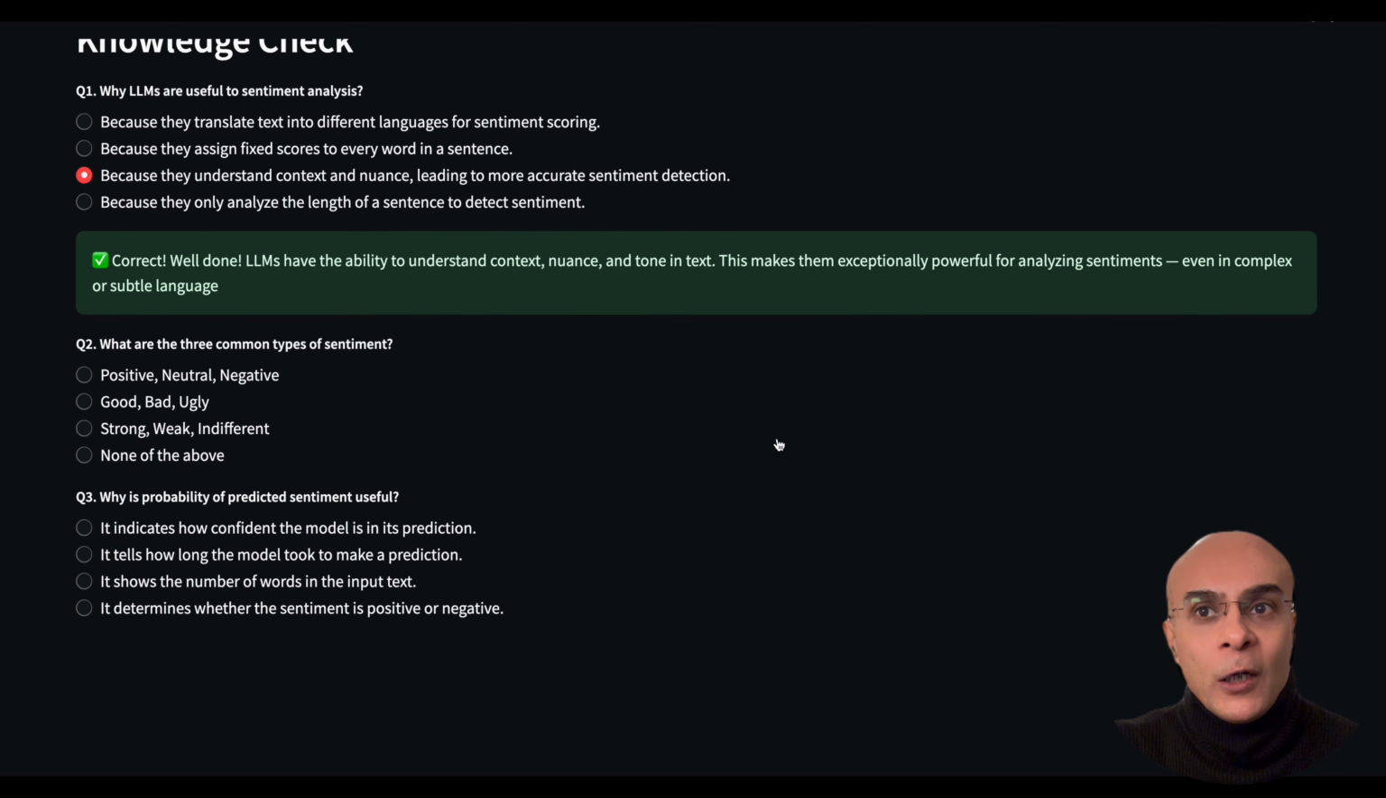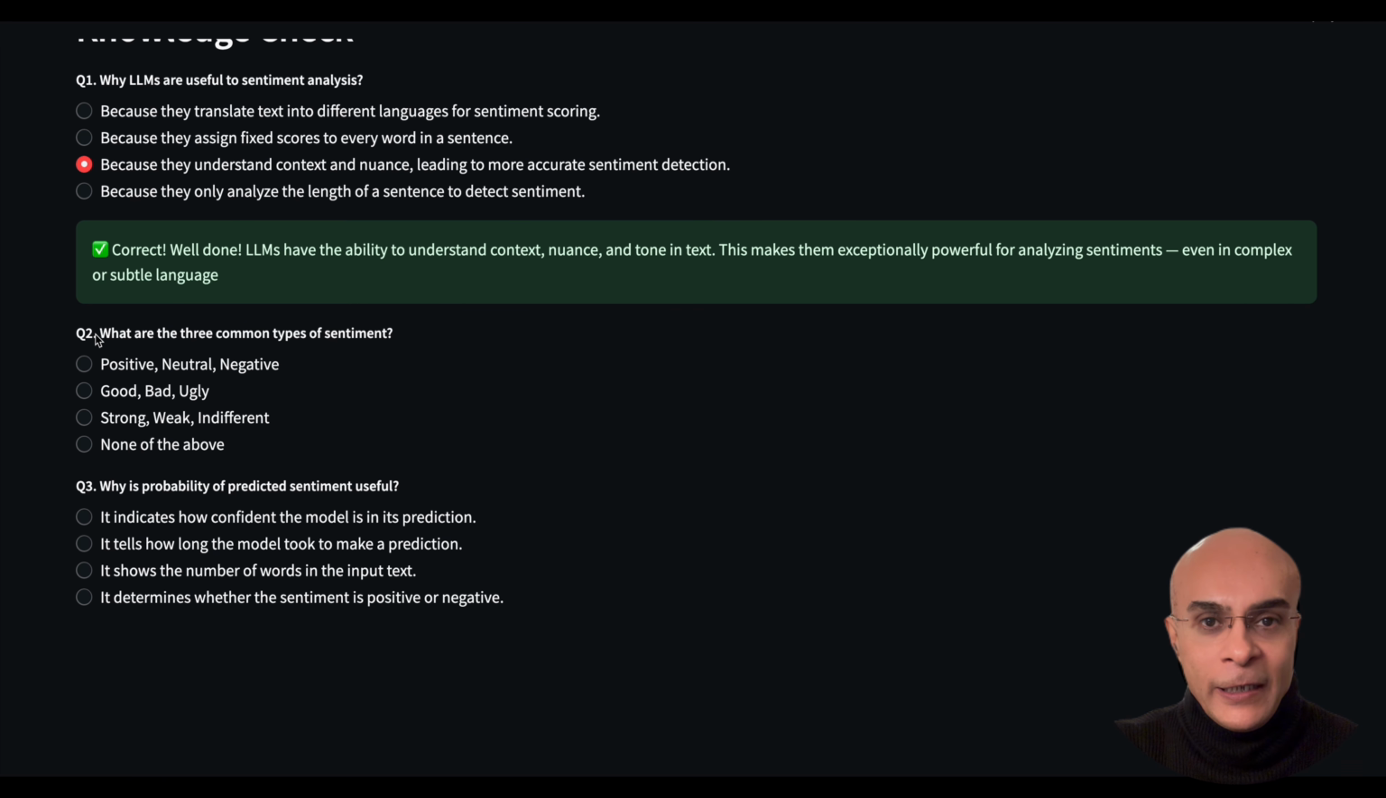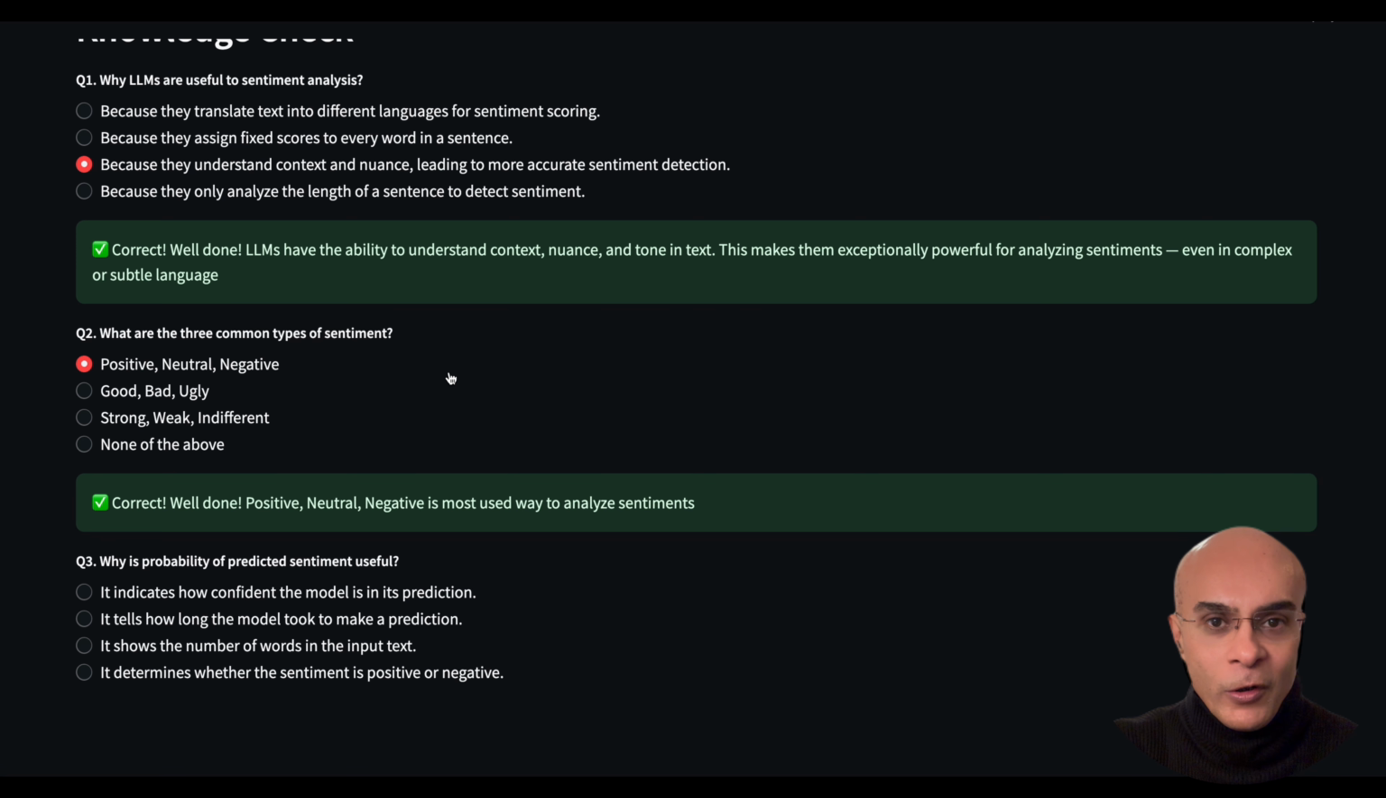Second question, what are the three common types of sentiment? And I'll give you 1 second to think about it. This should be very easy. All right, so the answer is positive, negative, or neutral.